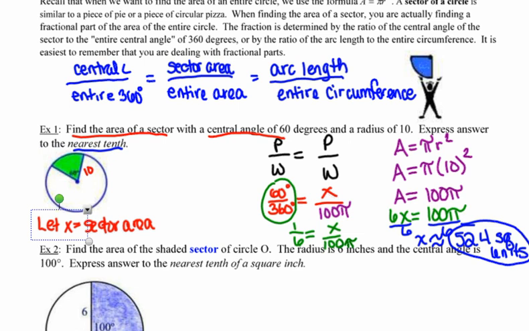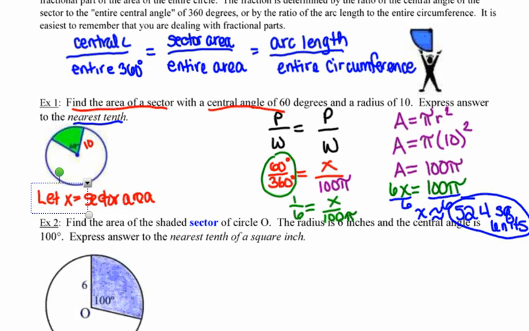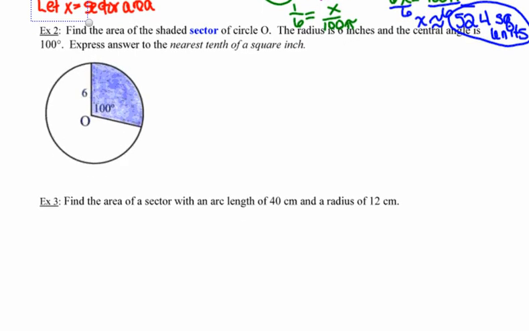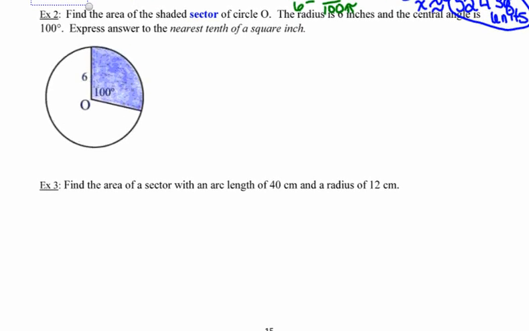All right, so there's the first one. What you're going to find is that all of these work exactly the same way, where we're comparing parts with wholes, whether they're central angles, sector areas, or arc lengths. So in number 2, it says find the area of the shaded sector. So again, I might say let X be the sector area. The radius of this circle they've labeled with 6, and the central angle of this circle they've labeled with 100. So again, I'm going to compare parts with wholes.